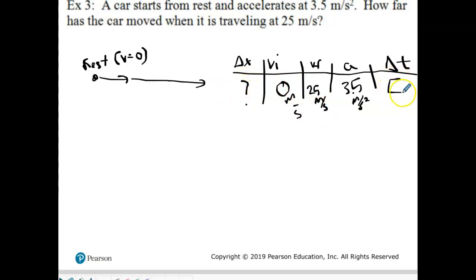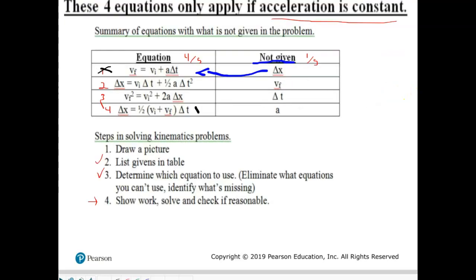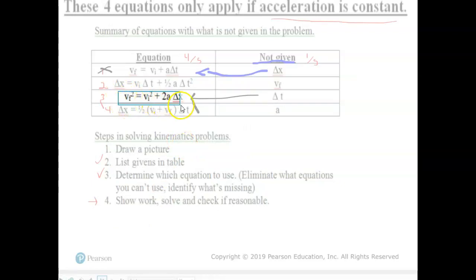So the thing that I don't care about is time. That is the thing that is missing. So I look for the equation without time in it. Going back to the equations list, the one without time is this one. Again, I'm going to take a screenshot or just a quick clip to get that and start working with it.